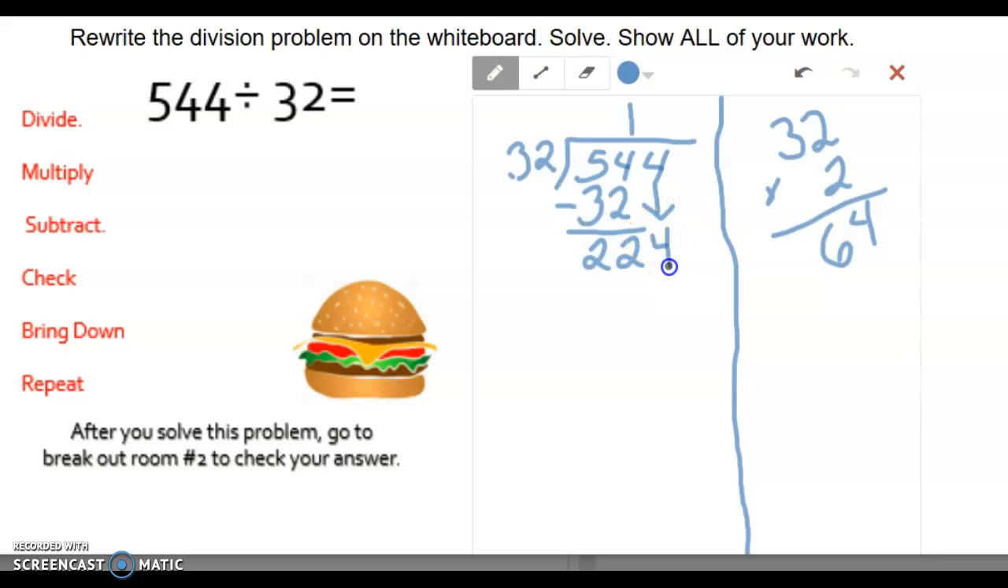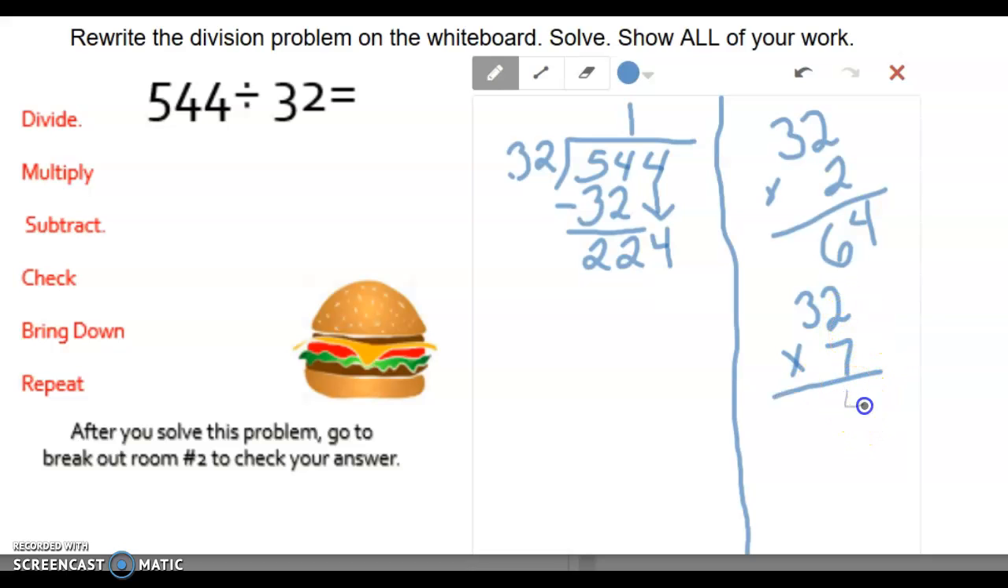And now I've got to repeat my division. So I'm looking to see how many times 32 can go into 224. Well, let me go back to my trial and error. And I'm going to say 32 is close to 30. And so I know that 30 can go into 200 about 6 times. So I'm going to try 7. Let's try 7. If it's not the correct one, we can adjust it.